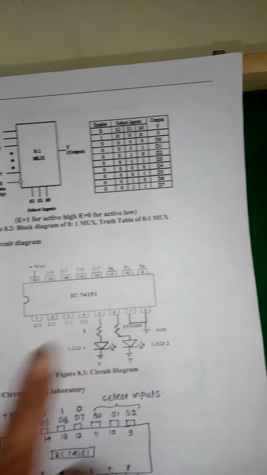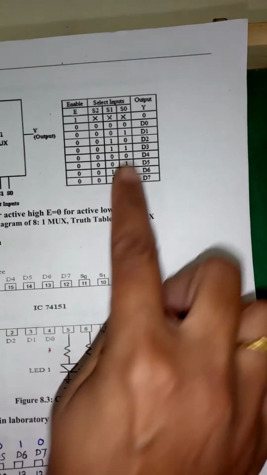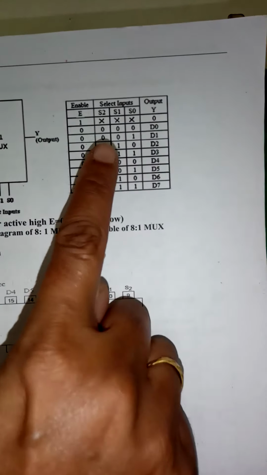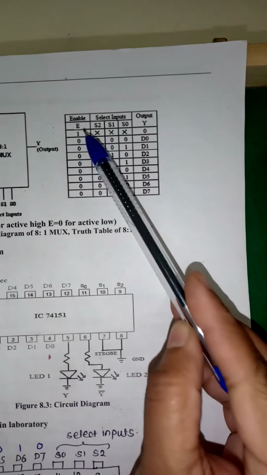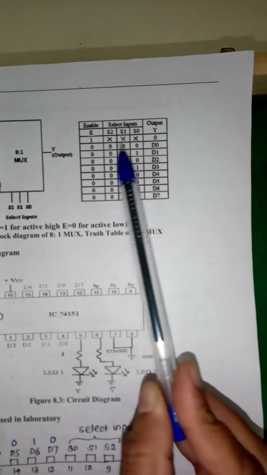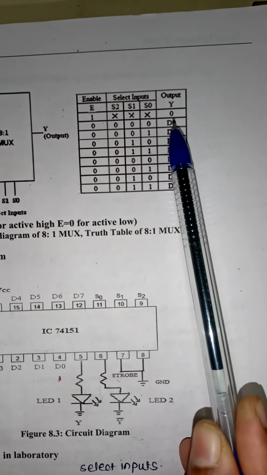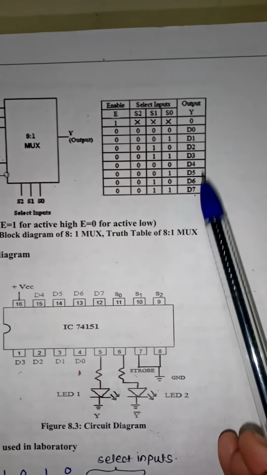Here is the truth table of 8 to 1 MUX. Selection lines S0, S1 and S2, enable pin E and output Y. Select the selection lines such that we get output of any one from data D0 to D7.